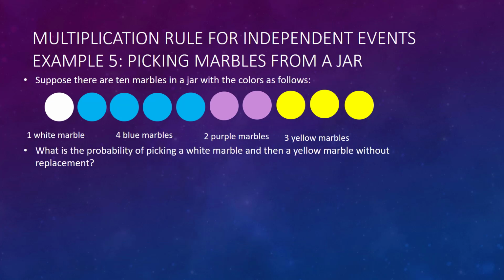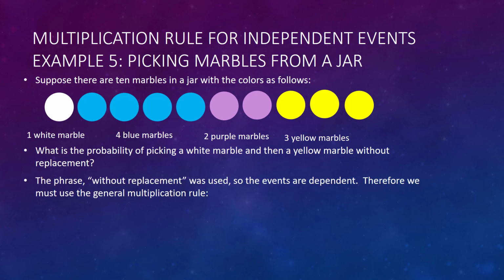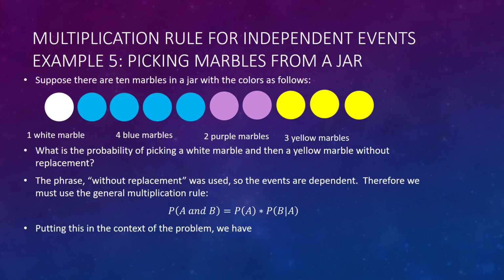Example 5. What is the probability of picking a white marble and then a yellow marble without replacement? The phrase without replacement was used, so the events are dependent. Therefore, we must use the general multiplication rule, which states that the probability of A and then B occurring is equal to the probability of event A times the probability of event B, given that A has already occurred.